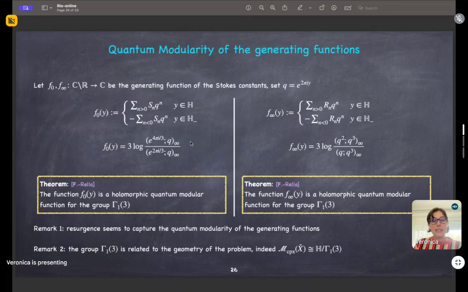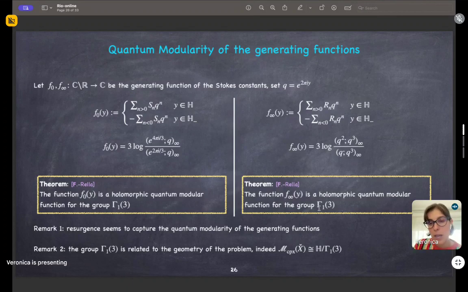And our main result is that the two are essentially symmetric. Both generating functions are holomorphic quantum modular forms for the group gamma 1, 3. Veronica, this is for local P2, no? Yeah, this is only for local P2.